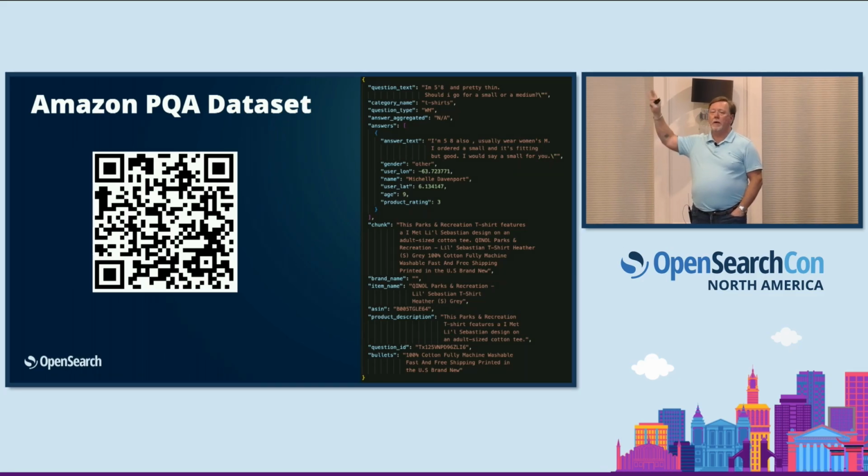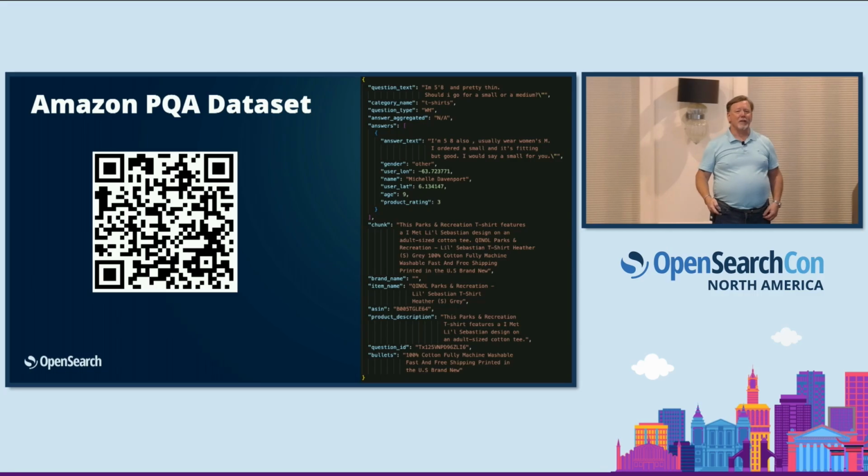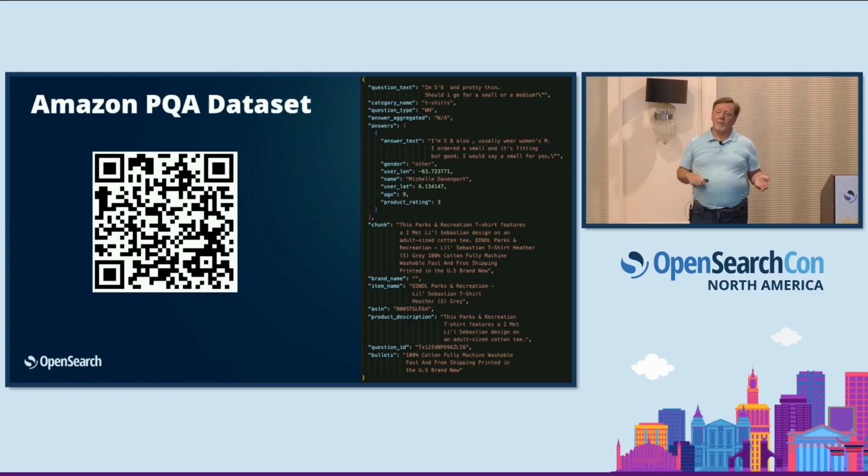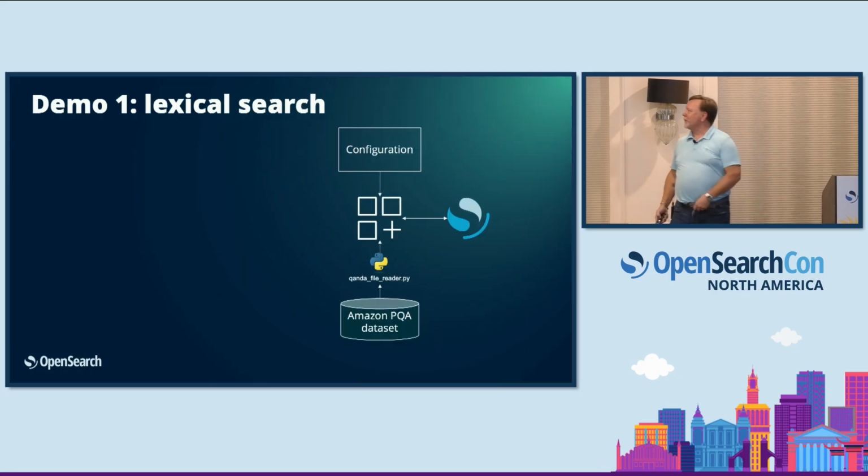We have product data, question and answer data. The framework throws in the gender, user longitude, user latitude, the name, age, and product rating. It's all faked, but that gives the possibility of doing some work with that additional stuff. So I would say if you want to work with the Amazon PQA data set, actually the classes in here do a good job of formatting and reading that data and sending it to OpenSearch.